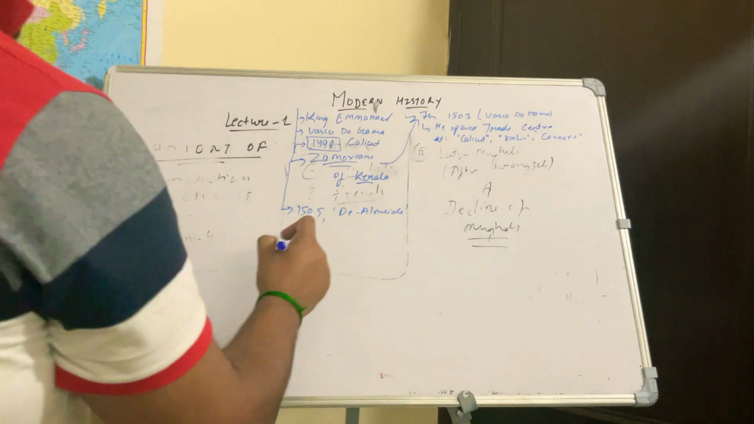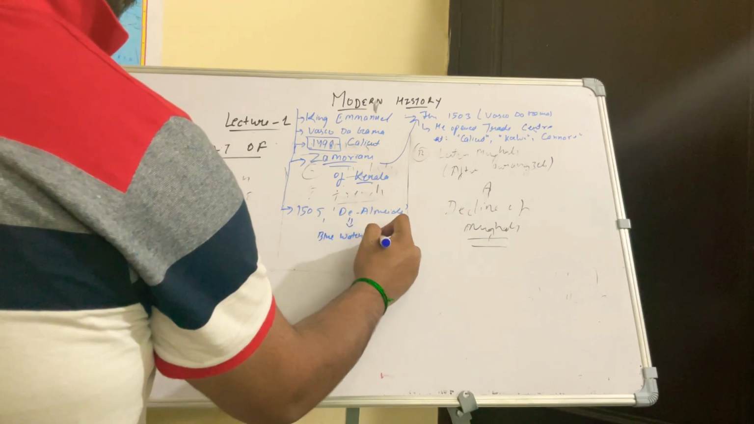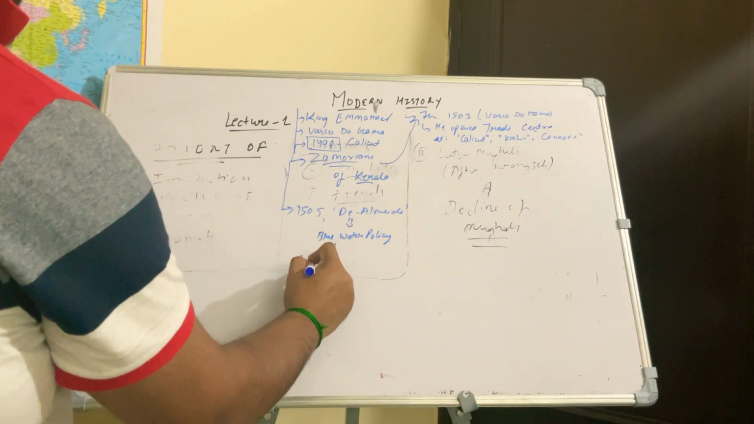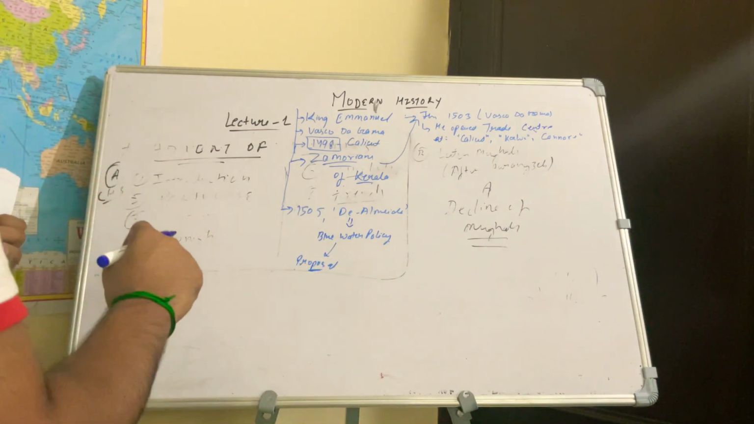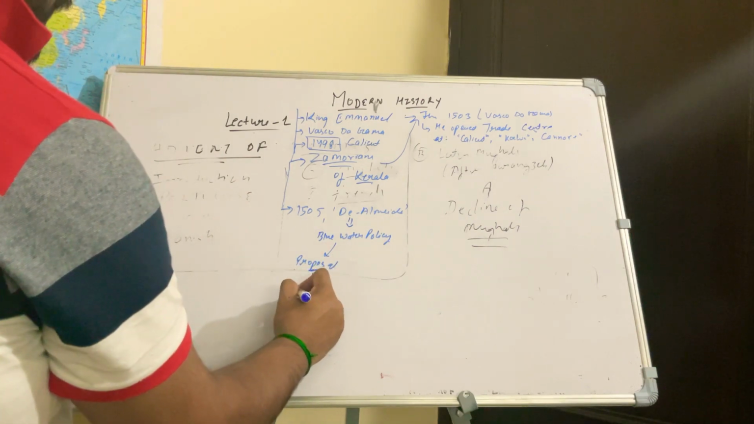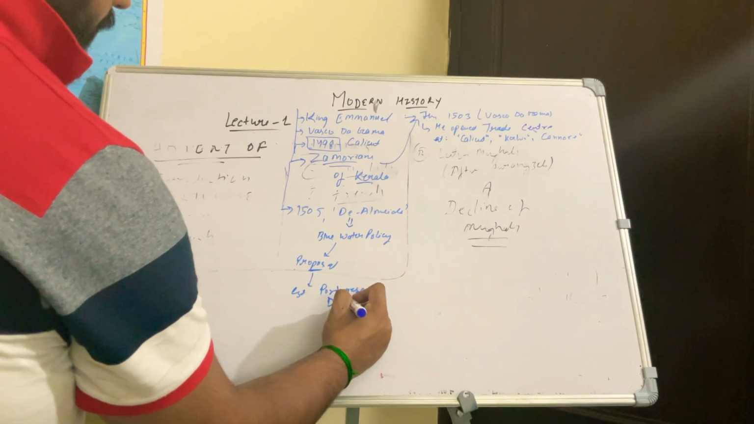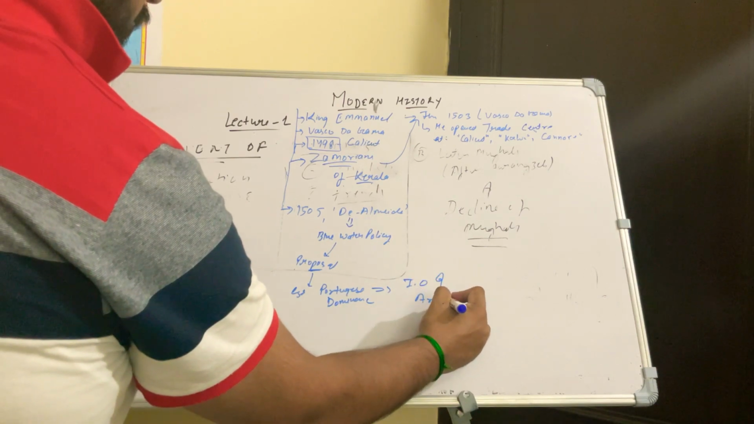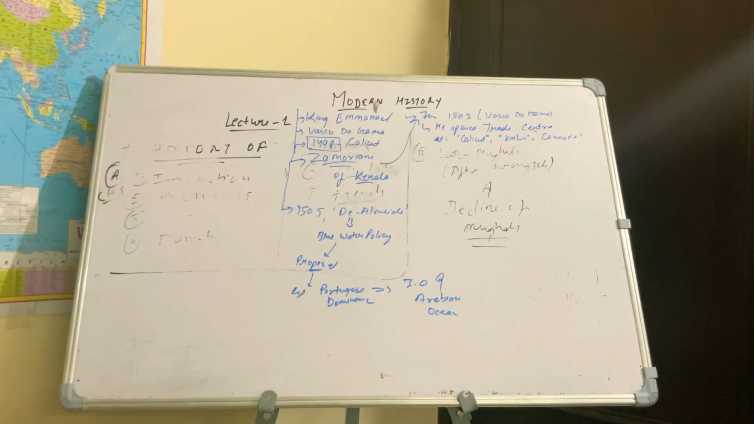He came up with his blue water policy, whereby his proposal was to establish Portuguese dominance in the Indian Ocean and Arabian Ocean. I hope you are able to understand.